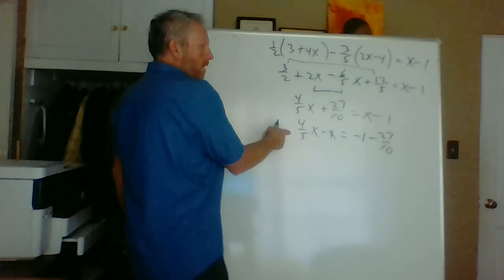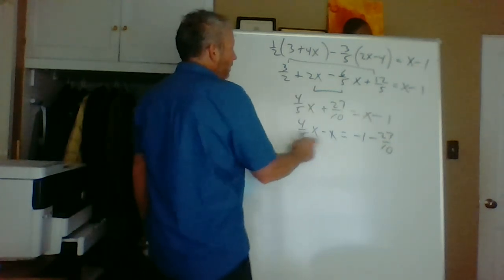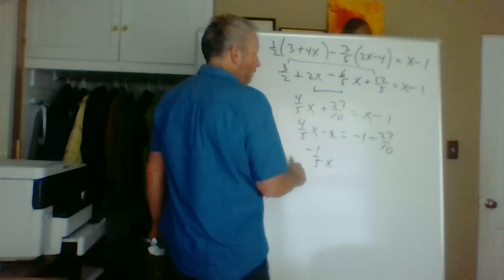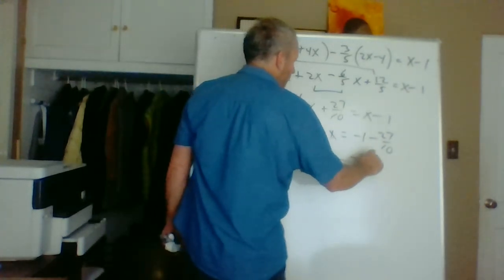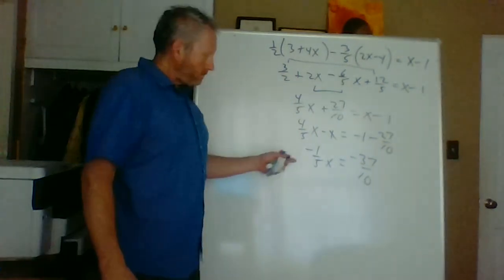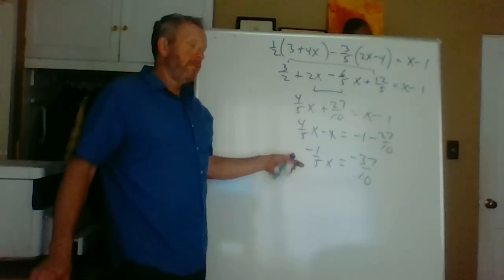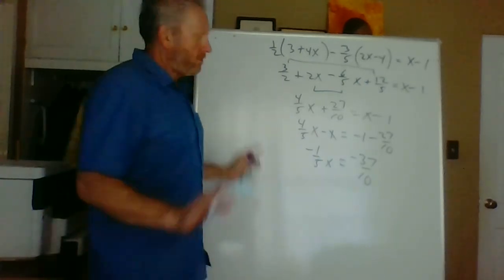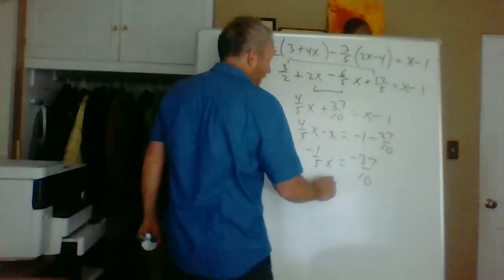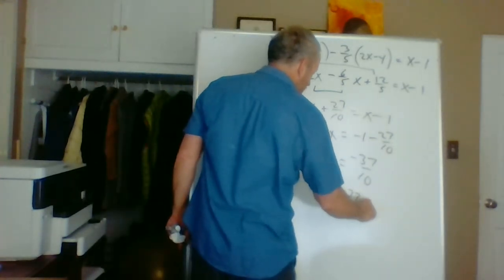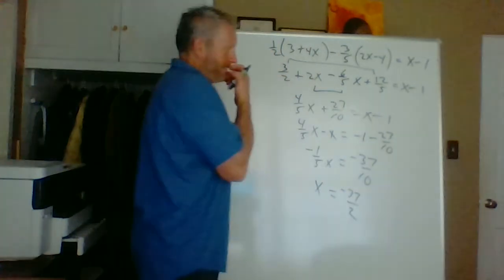Whether you want to write this line down or not, it's a tough call. But okay, so negative 1/5 x, 4/5 minus 1 is negative 1/5, equals, and then over here, negative 37/10. I'm going to divide by negative 1/5. How do we divide? We flip and multiply. A negative times a negative is a positive, so our answer in this particular case is positive. We get a little bit of canceling going on here, so negative 37/2. So this is the answer.